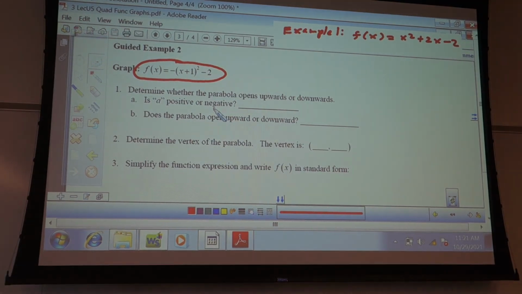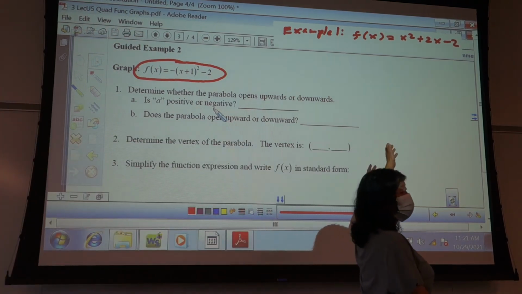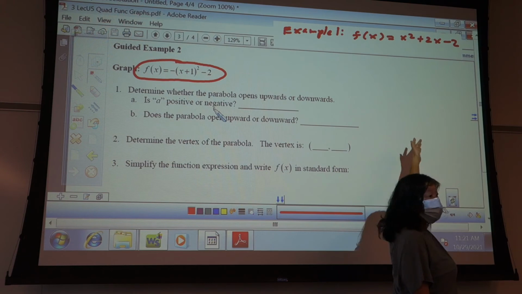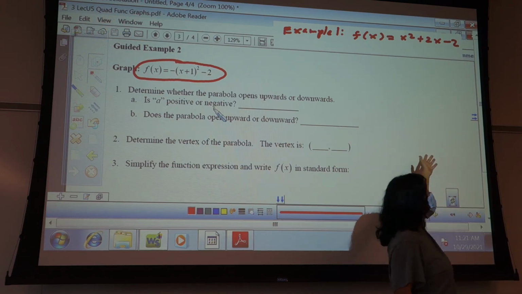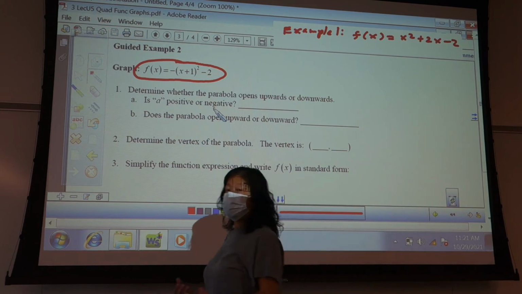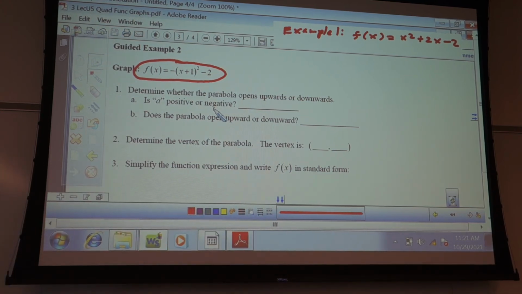Okay, so remember, it's ax squared plus bx plus c. A is the number in front of the x squared. B is the number in front of the x. And then c is just the regular number by itself. So what's my A in the first example, Alex? A is 1. Eric, what's my B? 2. Good. Ryan, what's my C? Negative 2. Good.